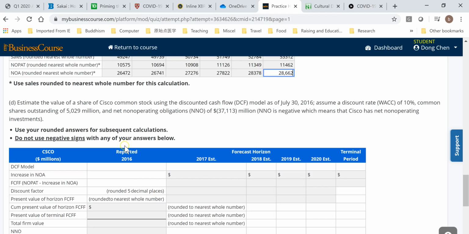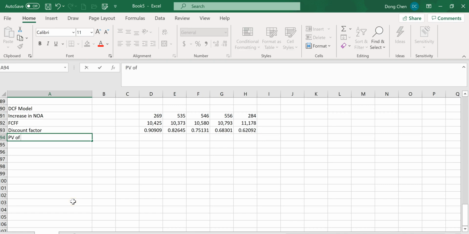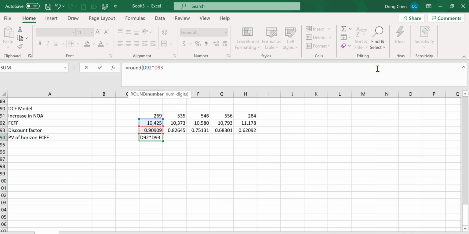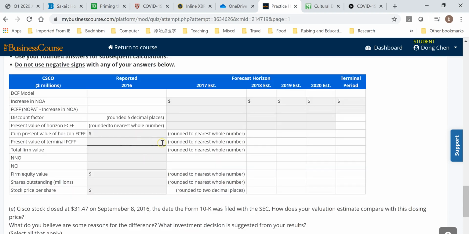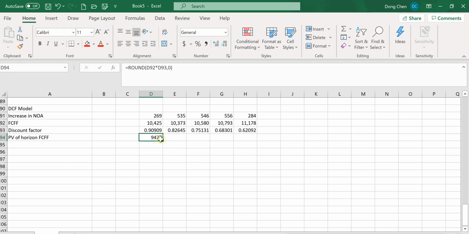The next row here is the present value of the horizon FCFF, PV of horizon FCFF. This is simply multiplying the FCFF times the discount factor, right? Again, I want to round this to 0 decimal places, because if you notice, most of the numbers are asked to be rounded to the nearest whole number except for the last one, the stock price per share, which asks us to round to 2 decimal places. Then we can pull the cell to the right.